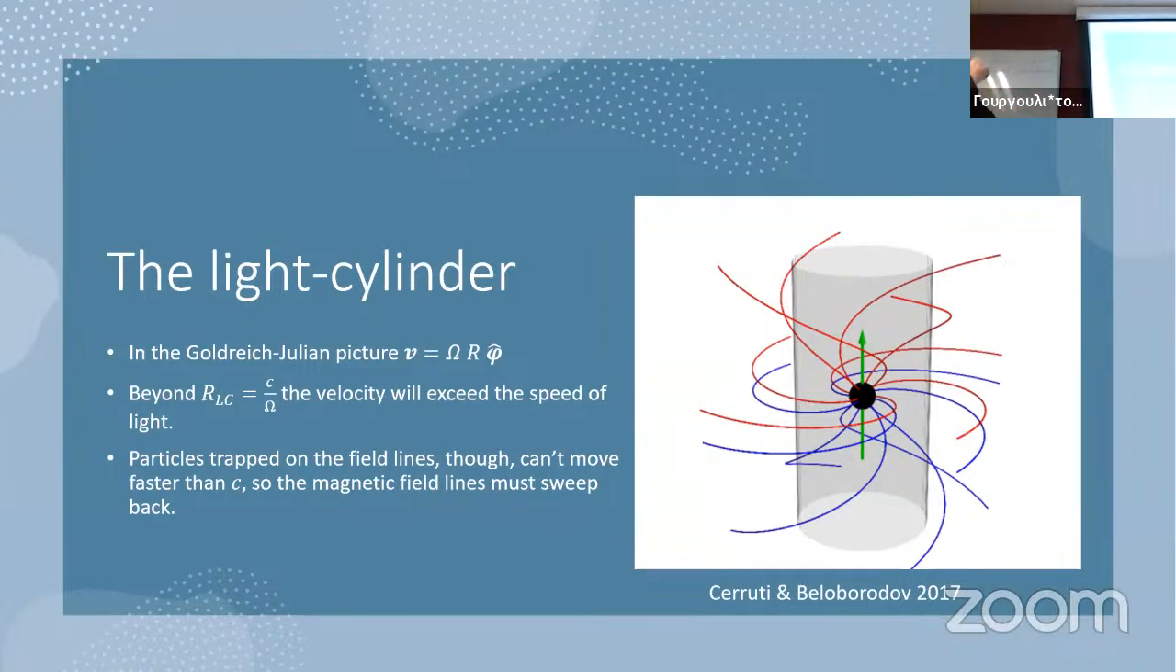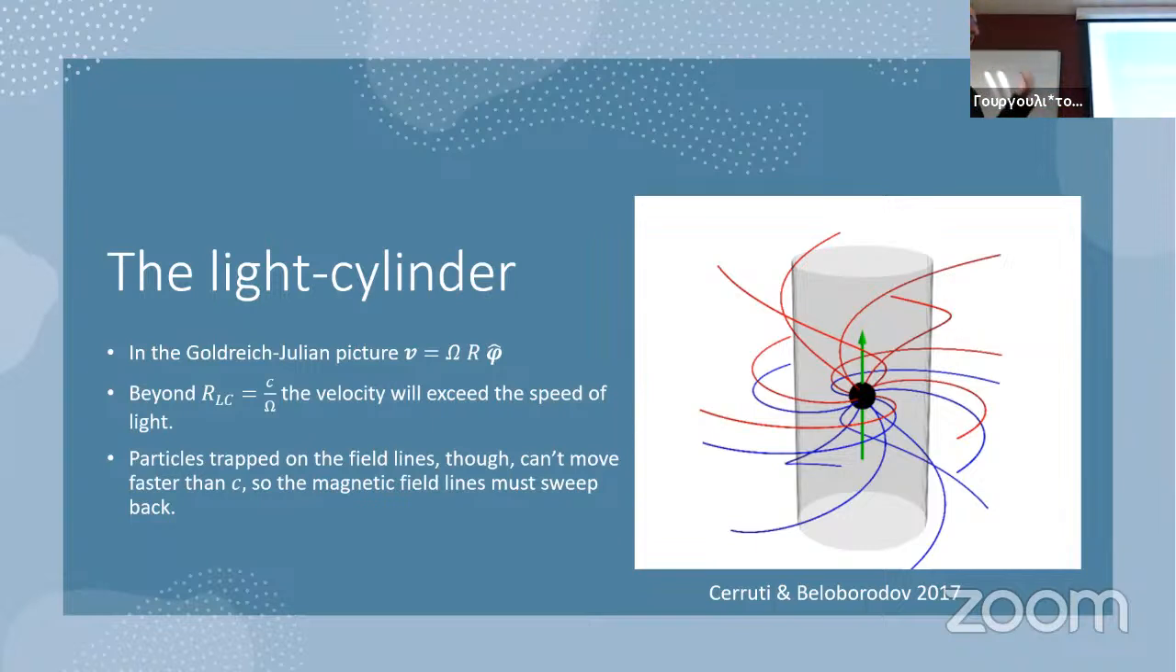Now, this is not problematic because the magnetic field lines are not material lines. So essentially, it doesn't matter. It's like shining a torch, and you see that the beam of the torch, the light of the torch, can move with any velocity if you are far enough. But now, if you think of the particles that are on these field lines, essentially these charged particles that are trapped on these field lines, these are the ones that cannot move faster than the speed of light.